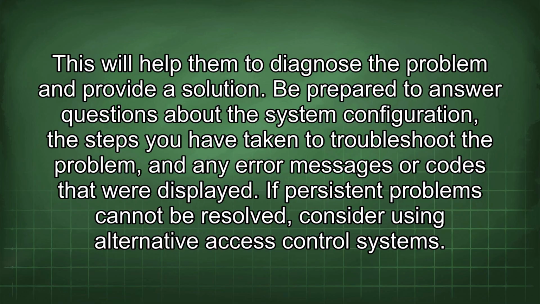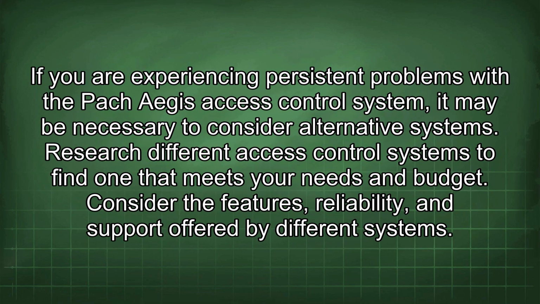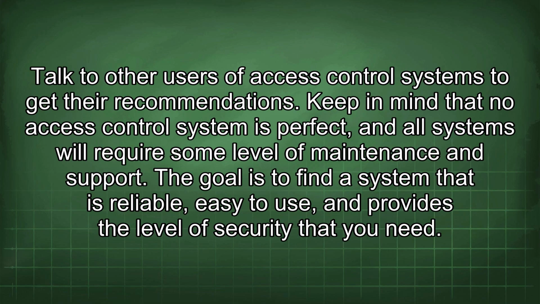If persistent problems cannot be resolved, consider using alternative access control systems. If you are experiencing persistent problems with the Pach Aegis access control system, it may be necessary to consider alternative systems. Research different access control systems to find one that meets your needs and budget. Consider the features, reliability, and support offered by different systems. Talk to other users of access control systems to get their recommendations.